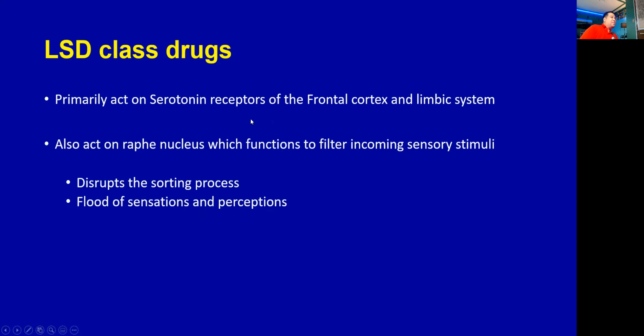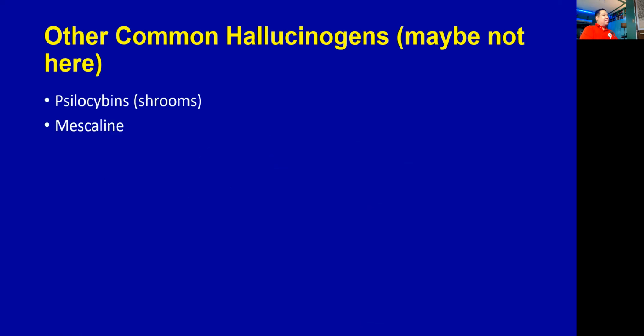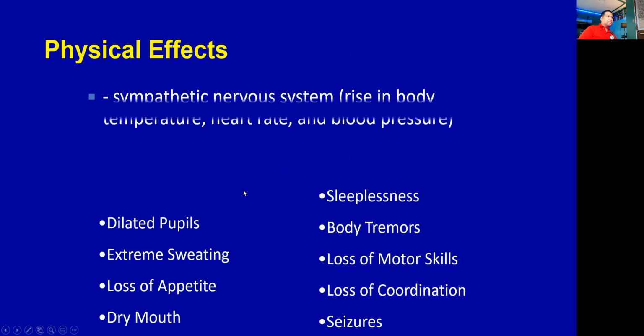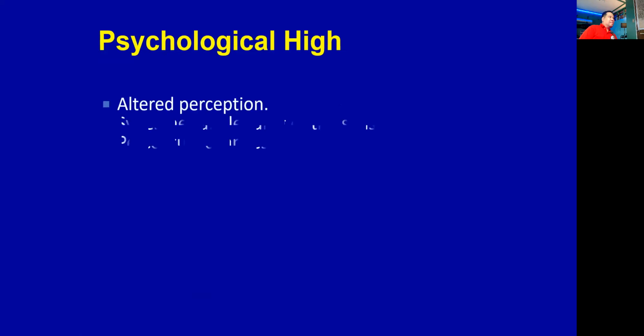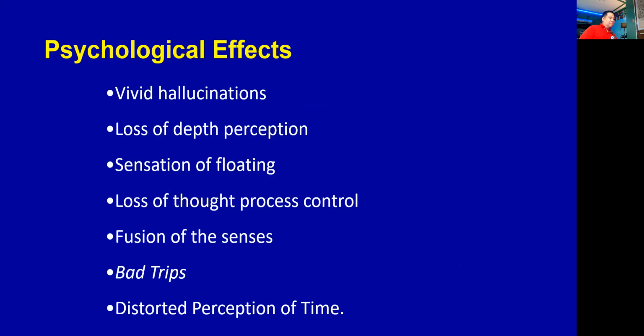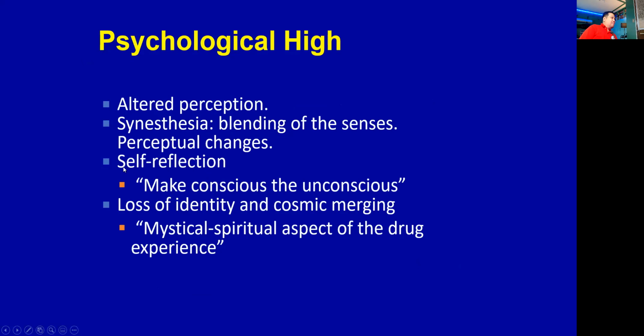Okay, they act on serotonin receptors on the frontal cortex and limbic system, disrupting the sorting process and flooding sensation and perception. What are the other common hallucinogens? Shrooms and mescaline. These are the physical effects of taking hallucinogens. So should we take it in aid of self-reflection, for making the unconscious conscious?